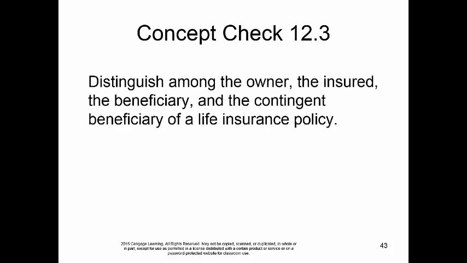Distinguish among the owner, the insured, the beneficiary, and the contingent beneficiary of a life insurance policy. The owner is the person that purchases the policy. The insured is the person that's covered. The beneficiary is the first person or persons who are going to receive the policy benefits. The contingent beneficiary is the second person or persons who are going to receive the benefits in the event that the beneficiary or beneficiaries are deceased.